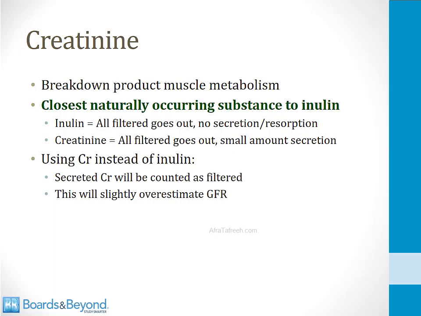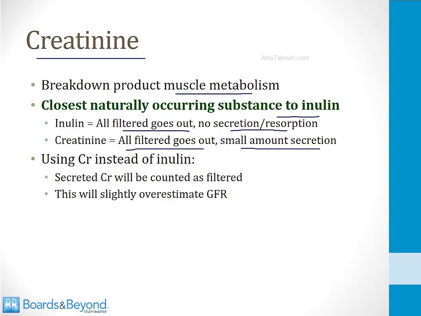In clinical practice, what we use to estimate a given patient's GFR is creatinine. Creatinine is a breakdown product of muscle metabolism, and it is the closest naturally occurring substance to inulin. As I told you before, for inulin, all filtered inulin goes out with no secretion or reabsorption. For creatinine, all filtered creatinine goes out, and there is a very small amount of secretion, but this amount is tiny and negligible, and therefore we often use creatinine instead of inulin.